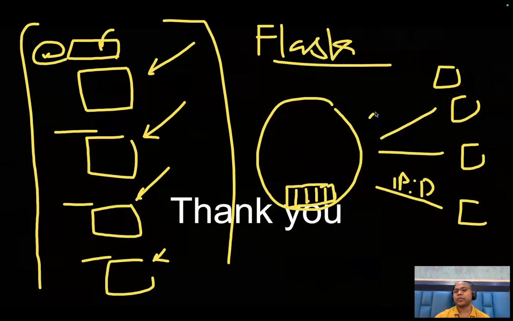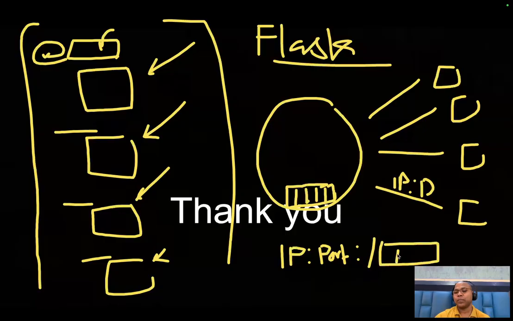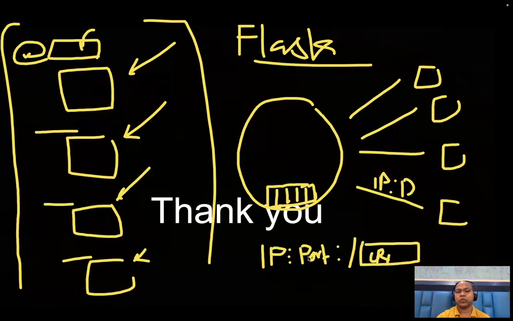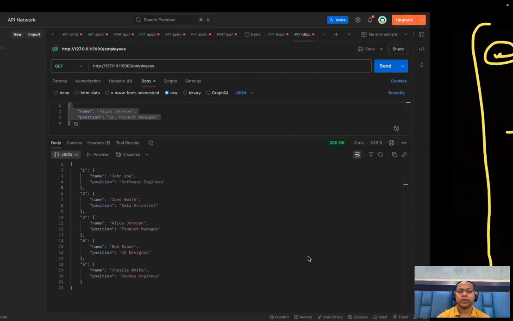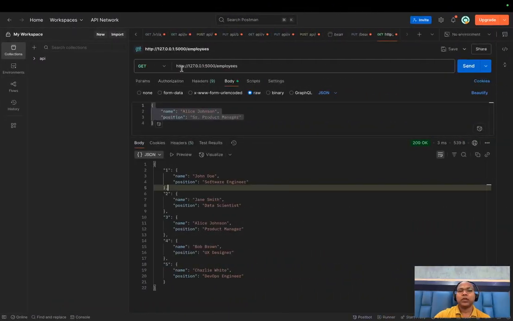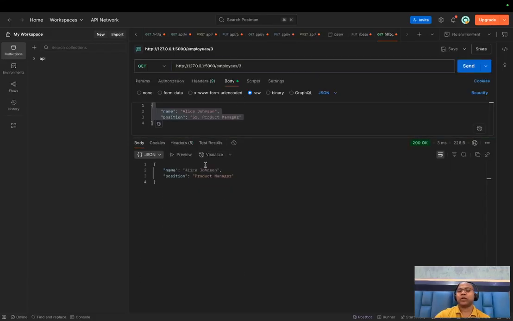IP address, port. After that, you can pass your URL, the API URI, the resource identifier. For example, slash book. So your IP, port, slash book. This is the IP address, this is the port, and after that your particular API address. You can say this is the API for get.